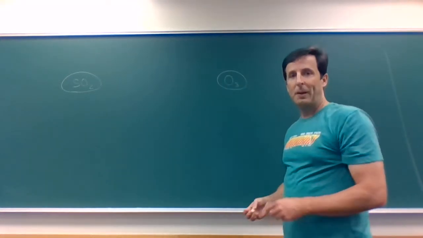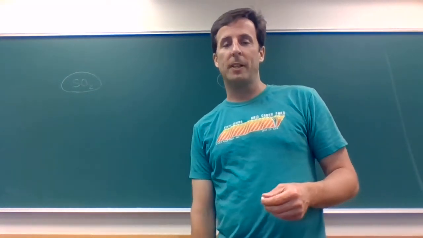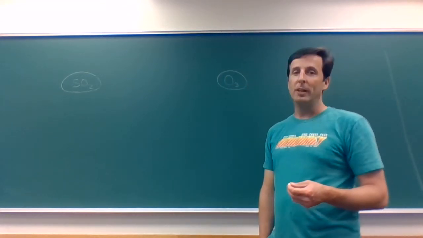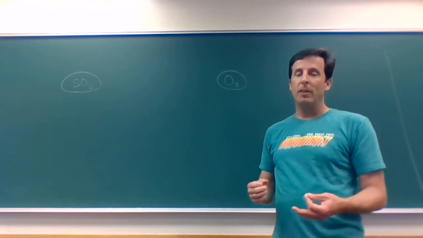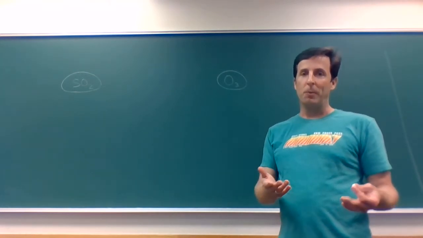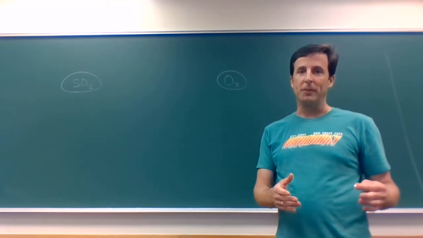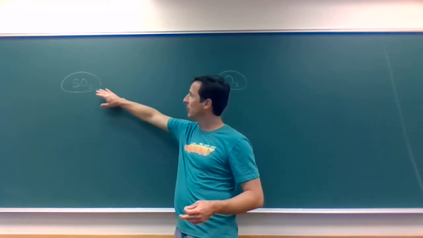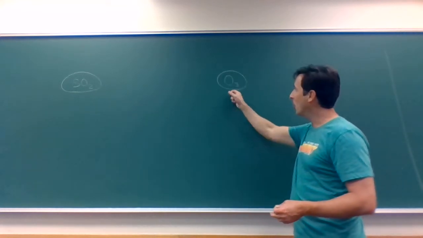Hey guys, about to start doing some Lewis dot structures. I think this is the fourth video in chapter 8, maybe. So we're going to do two molecules to start with that electronically seem like they should be very similar to each other, but as we get into it, we'll start to notice some differences between them. The two molecules are SO2, sulfur dioxide, and ozone.